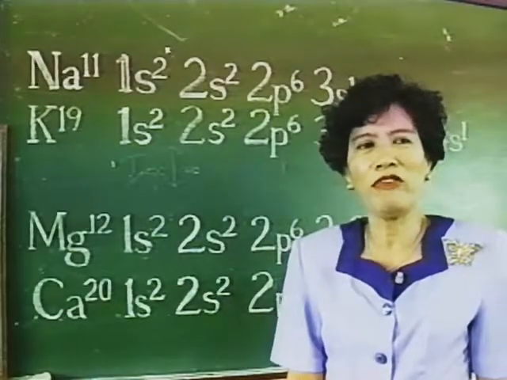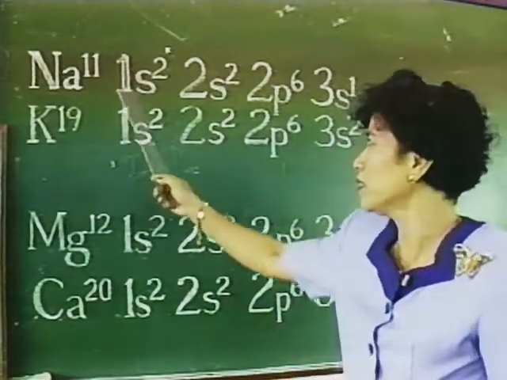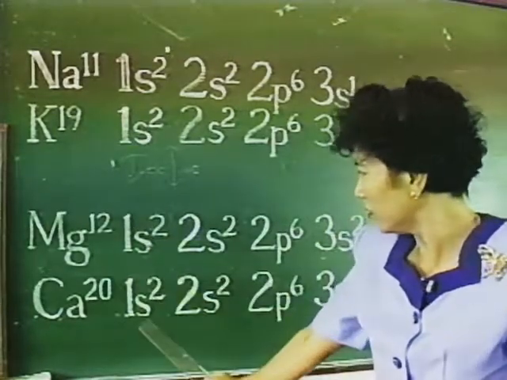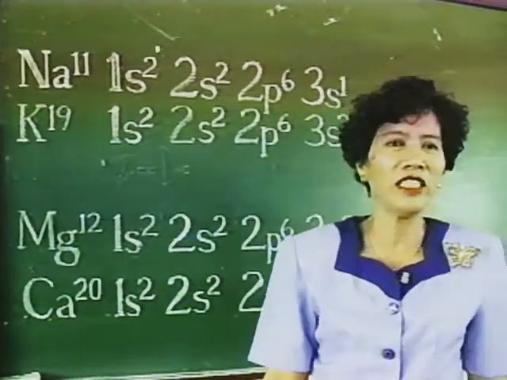From the electronic configurations of these four elements, can you make any generalizations about the periods and groups to which they belong? Hernani?